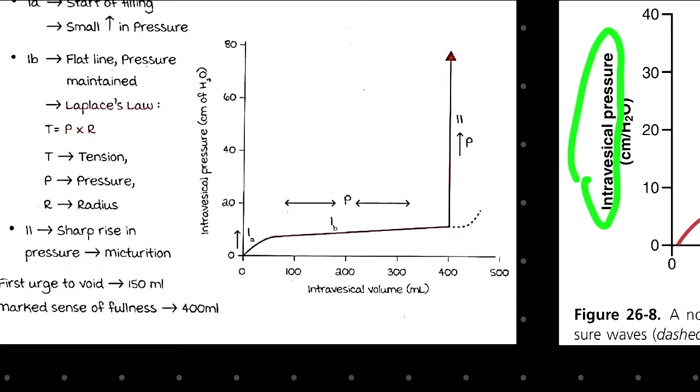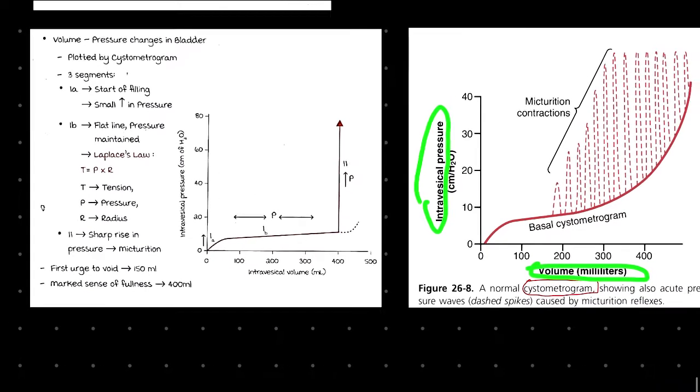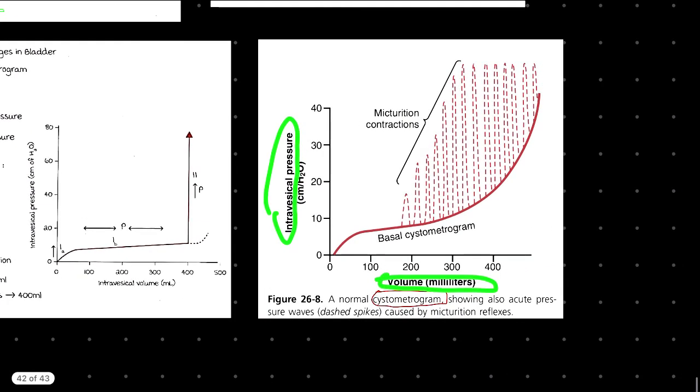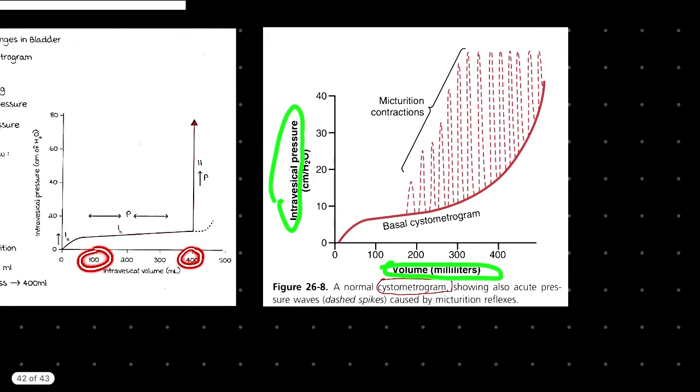Here there will be very little rise in intravesical pressure. The diagram is not as straight as it is shown here, as it is mentioned in Guyton. It is like this, right? As you can see, with an increase in volume from 100 to 400 ml, there is a slight increase in intravesical pressure, and that is called the flat segment. Very little rise in intravesical pressure despite a large rise in intravesical volume up to 400 ml.